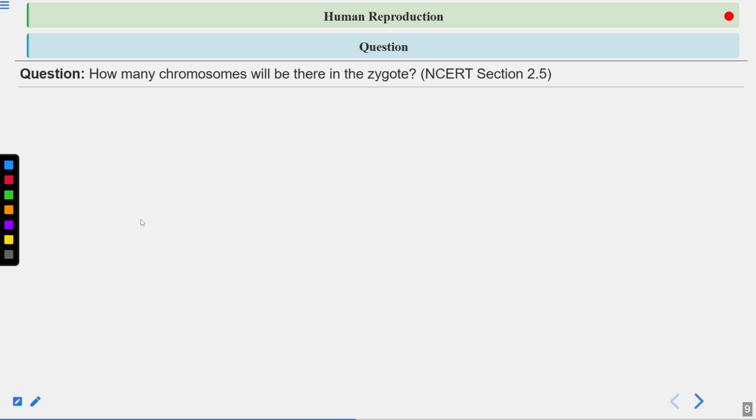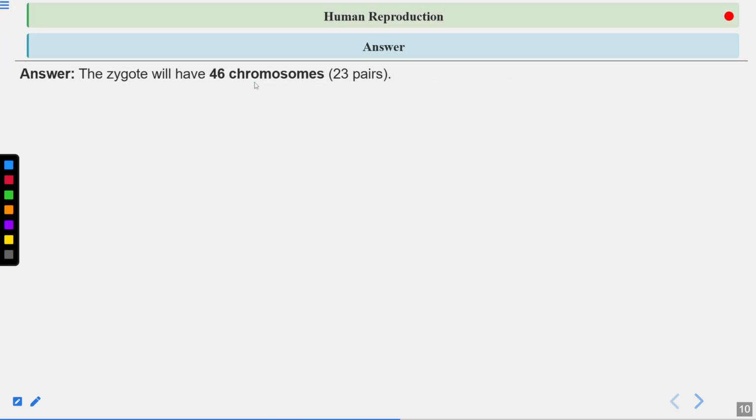This is a question here. How many chromosomes will be there in the zygote? The zygote is 2n. Means it is a diploid structure. So how many chromosomes will be there? Let's have a look at the answer for this question. Zygote will have 46 chromosomes, means it will have 23 pairs of chromosomes. Humans have 46 chromosomes, means they have 23 pairs of chromosomes.